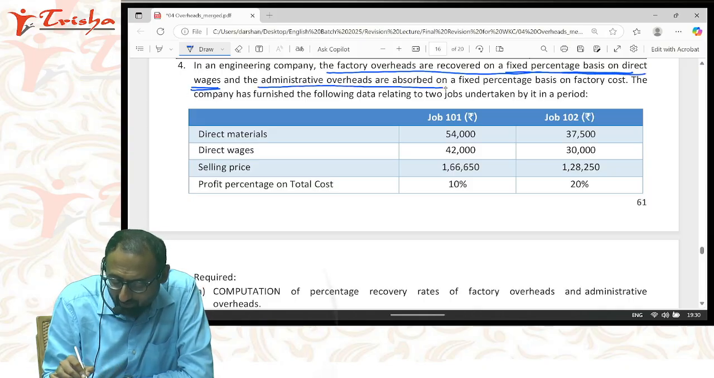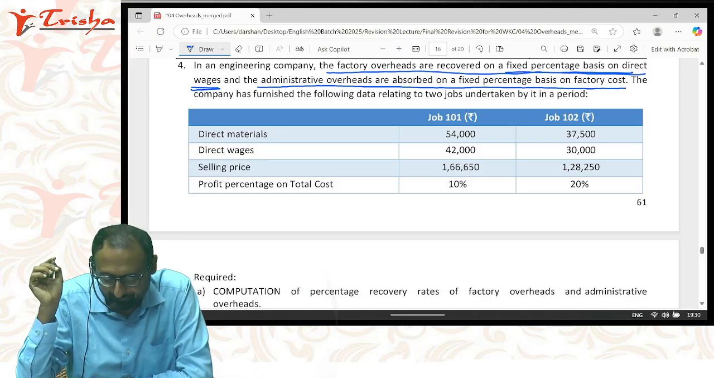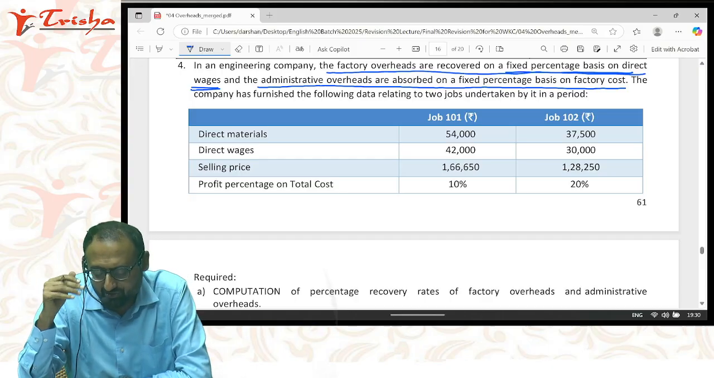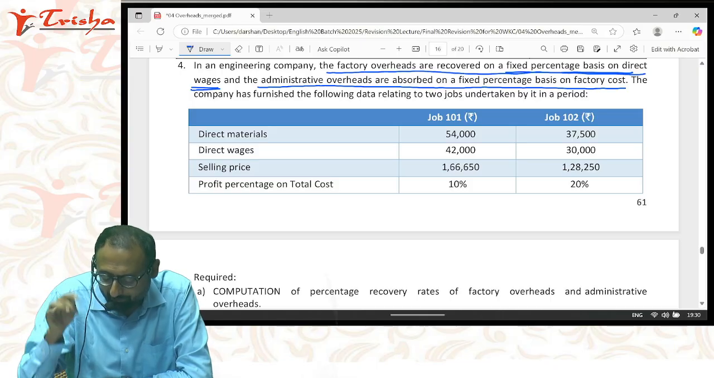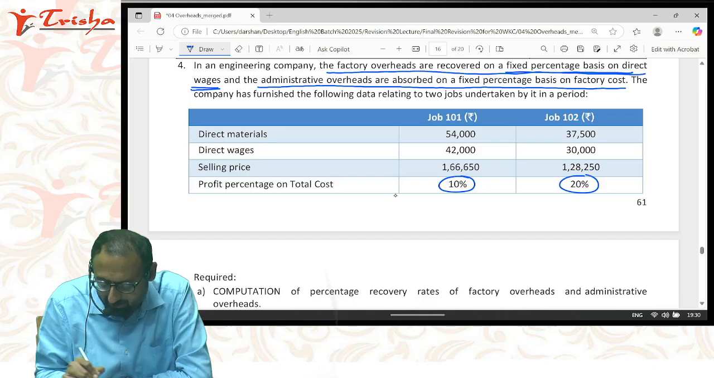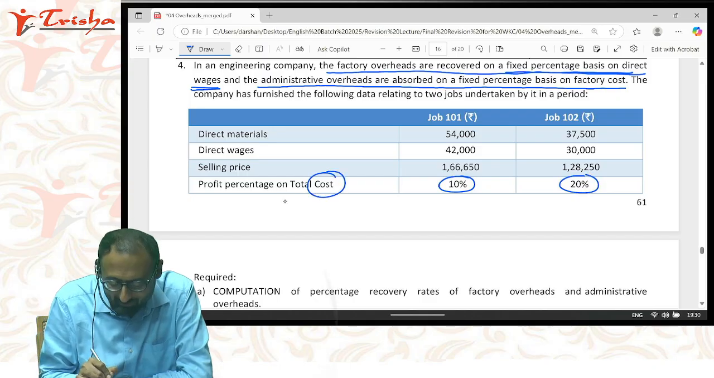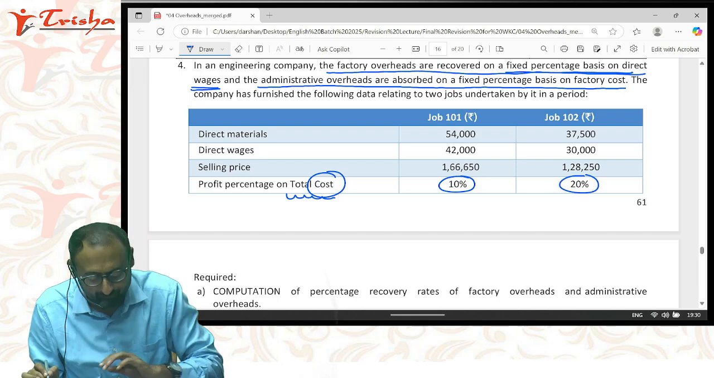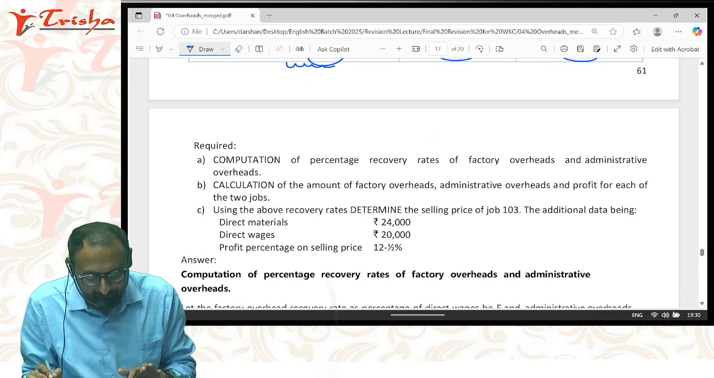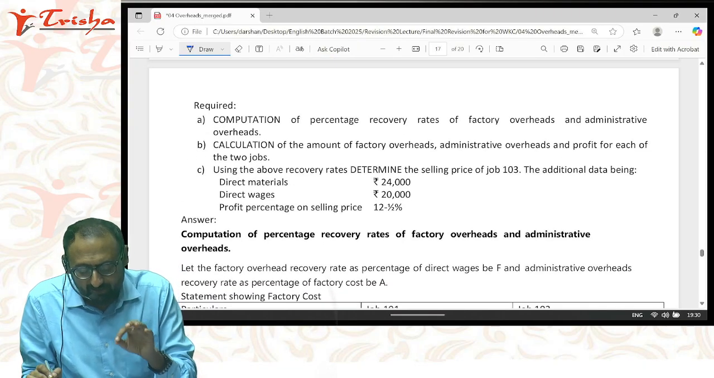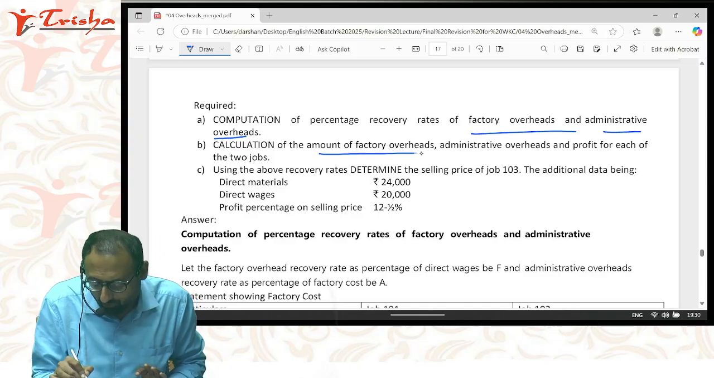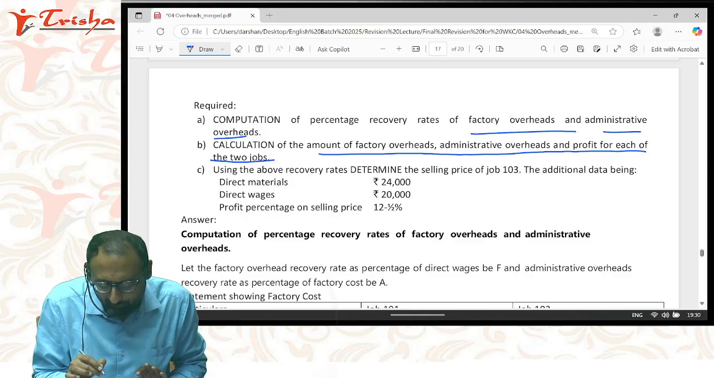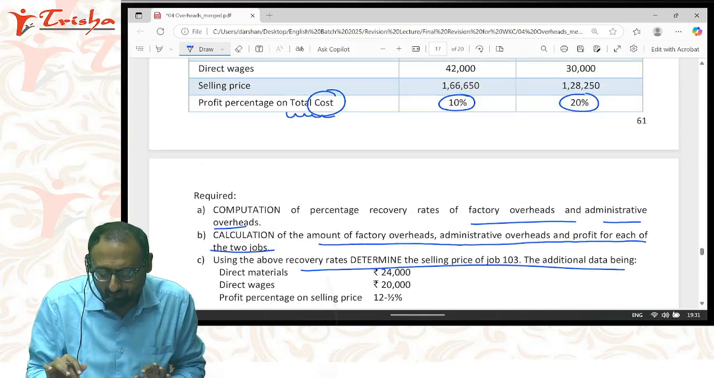Administration overheads are recovered as a percentage on factory cost. The company has furnished the following data: job 101, 102, direct wages, direct material, selling price, profit percentage on cost, 10% and 20% on cost. On cost, be careful, on cost. Required: computation of the percentage recovery rate of factory overhead and administration overhead. Calculate the amount of factory overhead, administration overhead and profit for each of the two jobs. And calculate the selling price of job number 103.